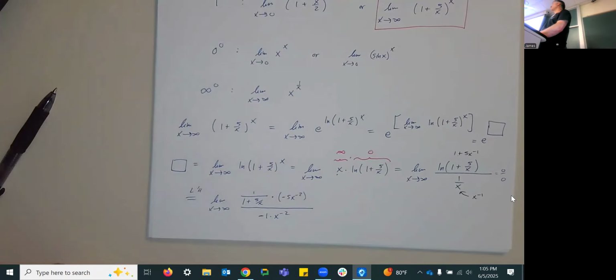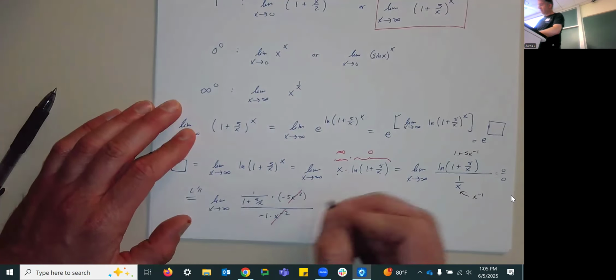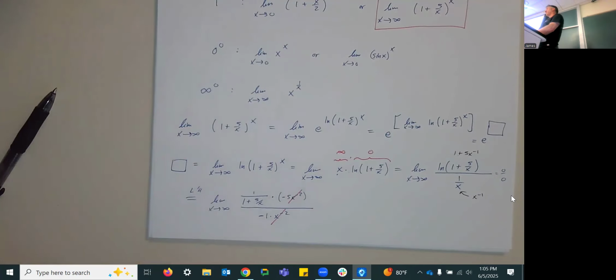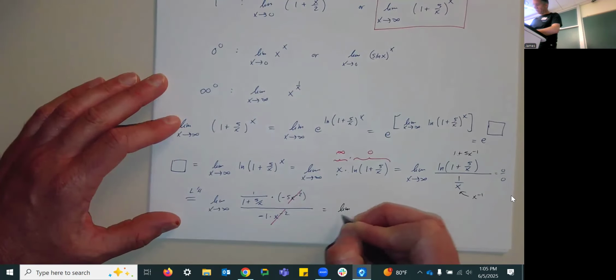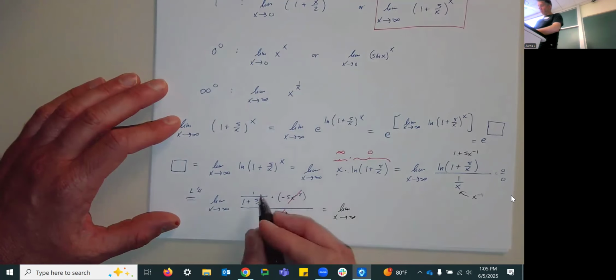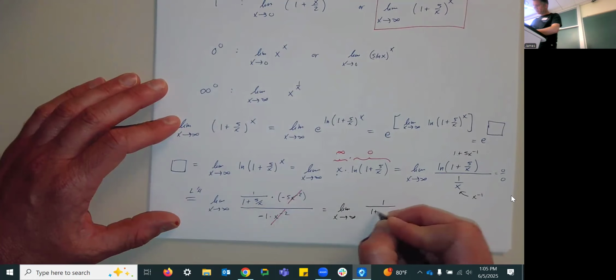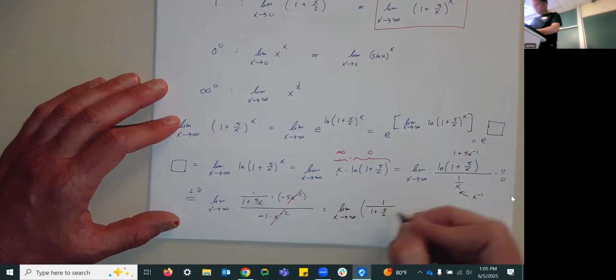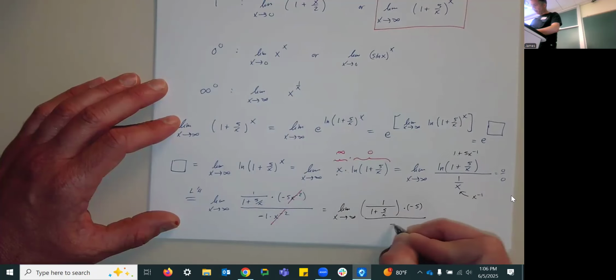And this happens a lot for these problems. You can cancel something out really nicely. What cancels? x to the negative 2 divided by x to the negative 2 is 1. So that goes away. And now we're left with something that's not terrible at all. We have the limit as x approaches infinity of 1 over 1 plus 5 over x times negative 5 divided by negative 1.